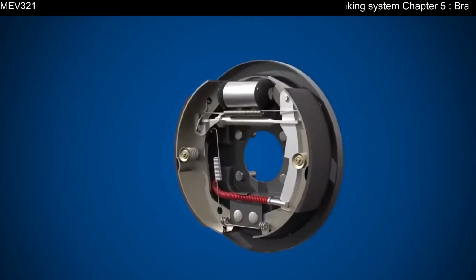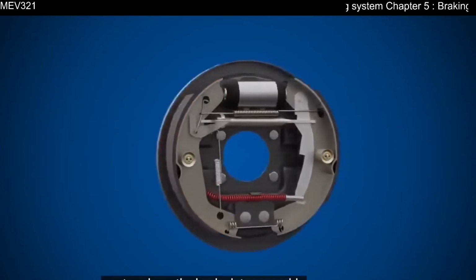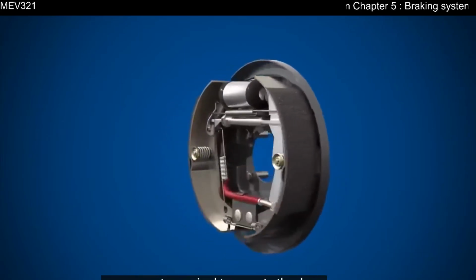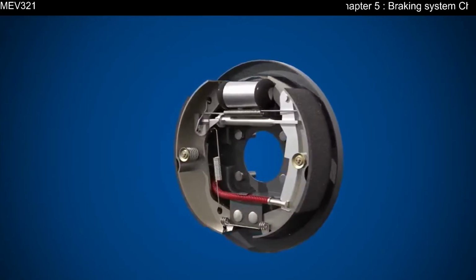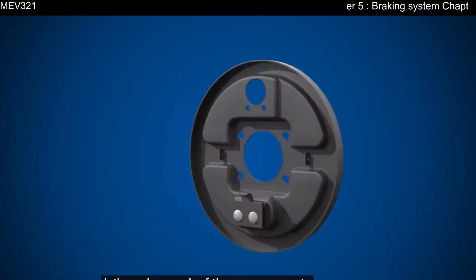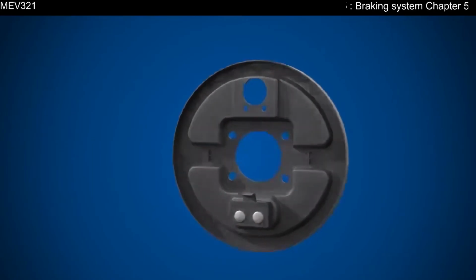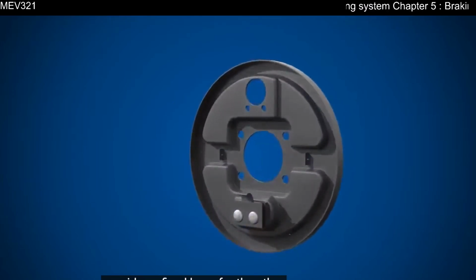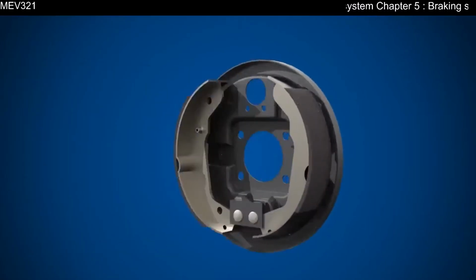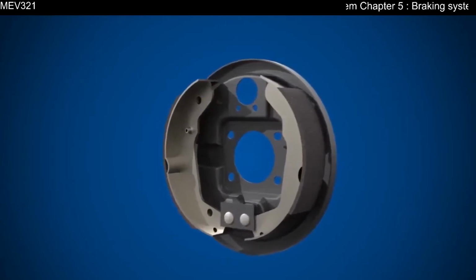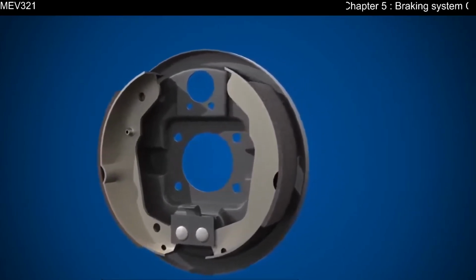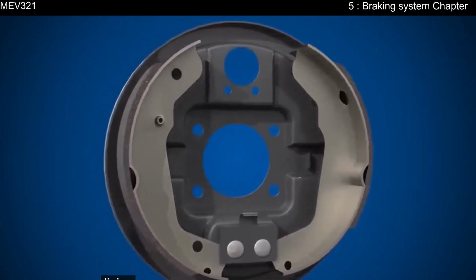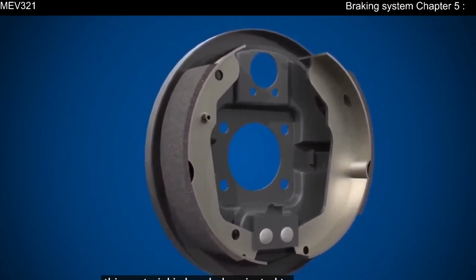Next, we have the backplate assembly. The backplate assembly contains all the components required to operate the drum brake. Let's explore each of these components in turn. The backplate remains stationary and provides a fixed base for the other components to attach. Next, we have the brake shoes. Brake shoes consist of a steel frame fitted with friction material or brake lining. This material is bonded or riveted to the outer face of the shoe frame.